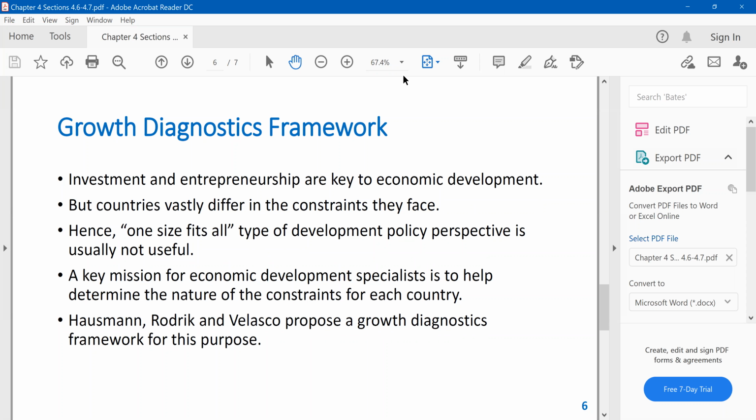Now, for the growth diagnostics framework, as the name suggests, we want to diagnose why growth does not take place, why there's no investment in certain technologies and certain sectors, why there's no entrepreneurship in certain industries and certain sectors. But the problem is this: countries are diverse.